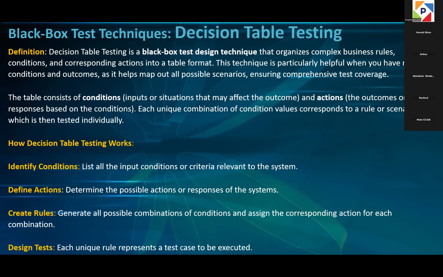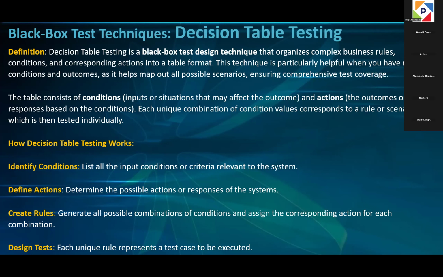And also actions, the outcomes or system responses based on the condition. So each unique combination of condition values corresponds to a rule or scenario, which is then tested individually. This is how it works, okay? For example, we identify conditions, a list of all the input conditions or criteria relevant to that system. You will see it with the graph I'm about to show.